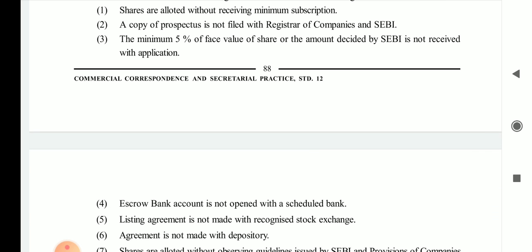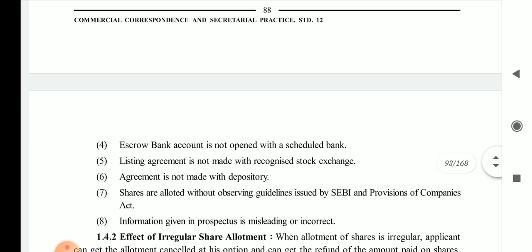The minimum 5% of face value of the share or the amount decided by the SEBI is not received with the application. See, at present the whole price is collected, but minimum 5% should be collected while receiving an application, and if you have not collected the decided amount, then it is considered as an irregular allotment.